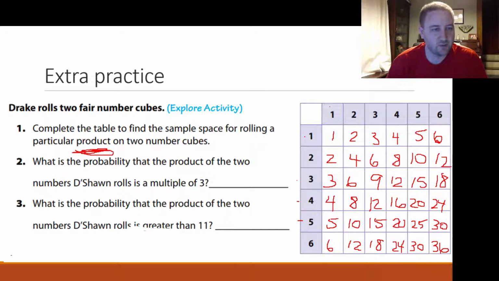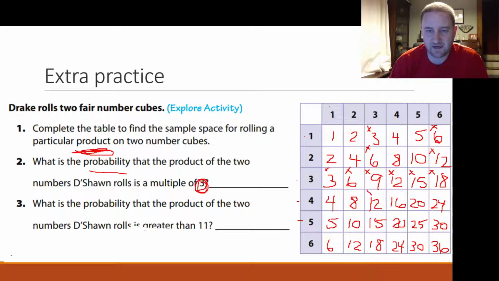Number 2, what is the probability that the product of the 2 numbers Deshawn rolls is a multiple of 3? A multiple of 3. So we want to look through here and find all the multiples of 3. So let's circle the multiples of 3. Okay. Actually, I'm going to put like a little X in the multiples of 3. So here's an X that's a multiple of 3. 6 is a multiple of 3. Here's another 6. 12 is a multiple of 3. All of this entire row are going to be multiples of 3, right?